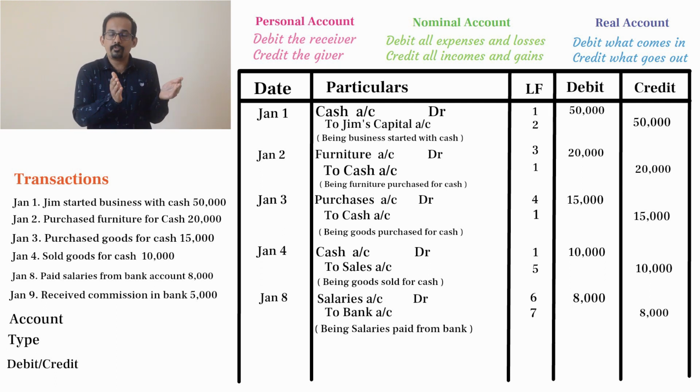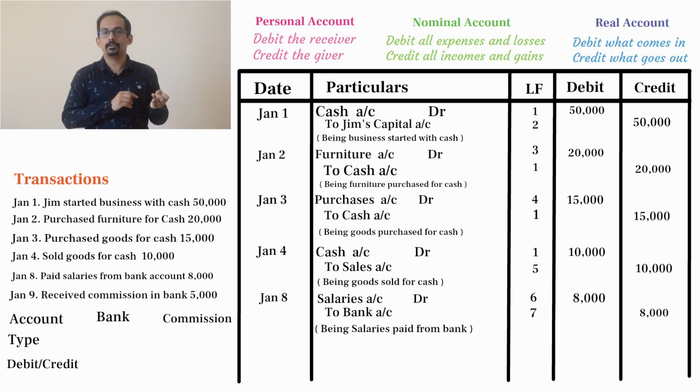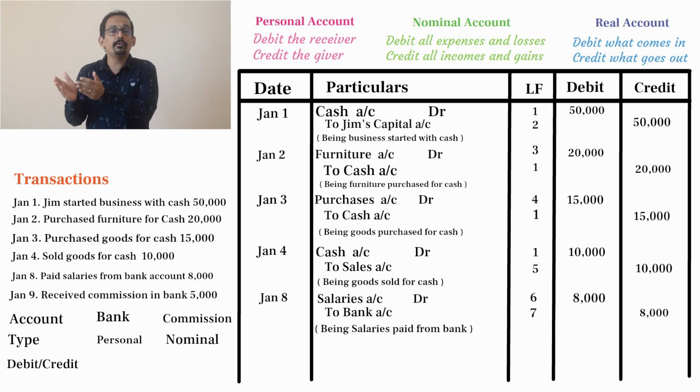So here, identification of the accounts, commission is one account and bank is another account. Commission falls under the nominal account category and bank is an artificial person falling under the personal account category. So how does the entry get framed here?